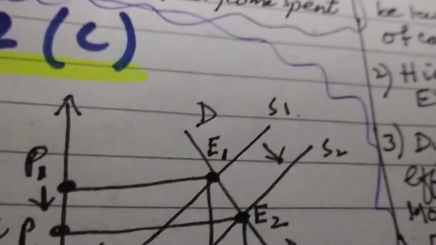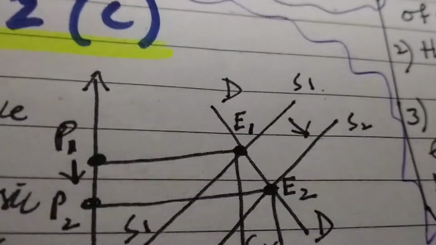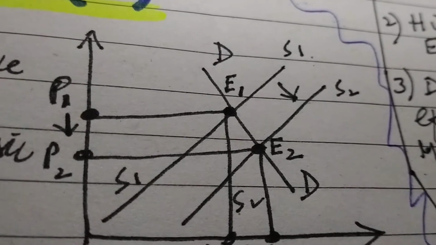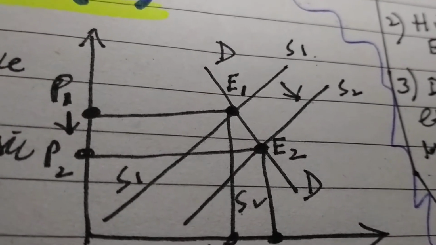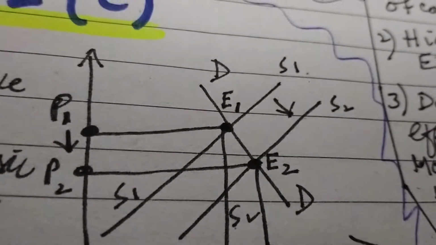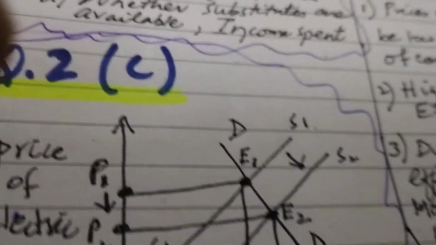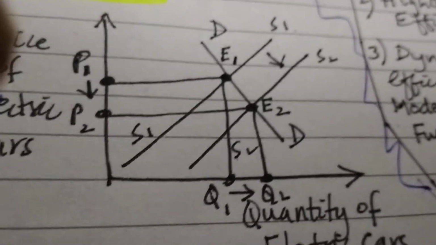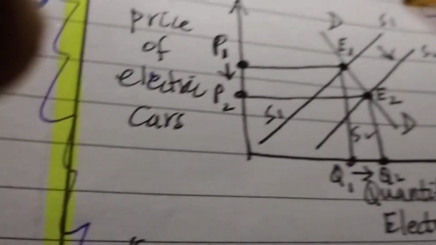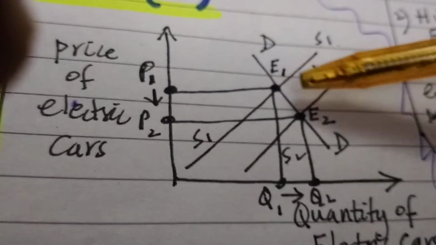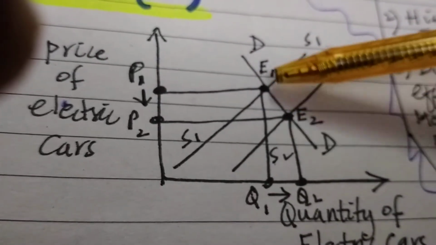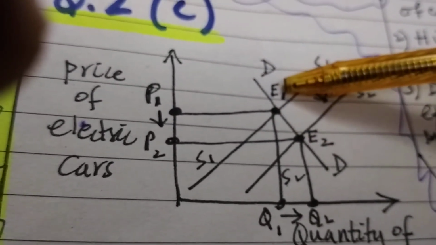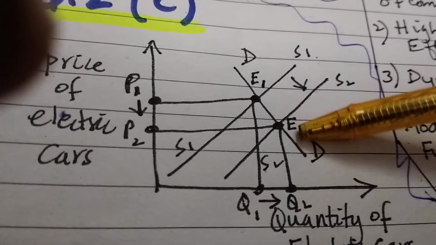Then the S1 is the original supply curve, shifting to S2, which is the new supply curve. Demand remains the same, only the extension we can see will occur in the demand curve. These are the two things which I want to specify over here. This is the equilibrium 1 represented by E1, equilibrium 2 E2.